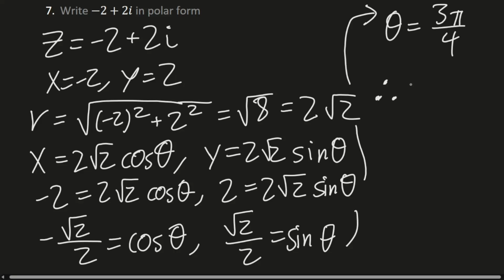Yeah, and that would become 2 times the square. So the equation would convert to 2 times the square root of 2 cis 3 pi over 4.